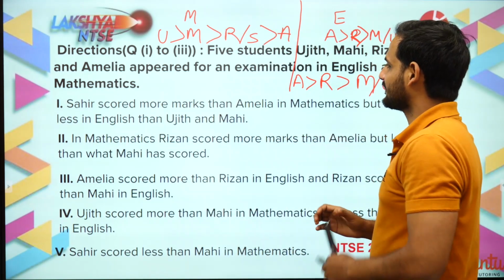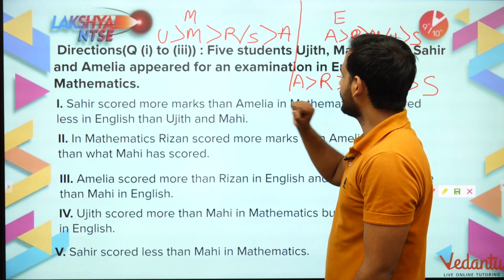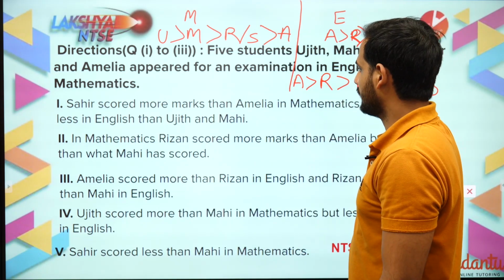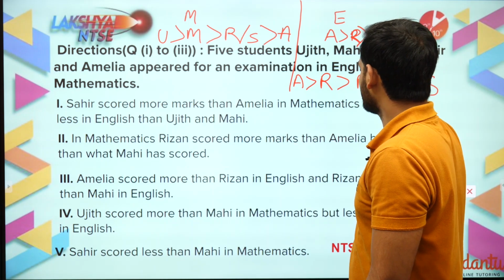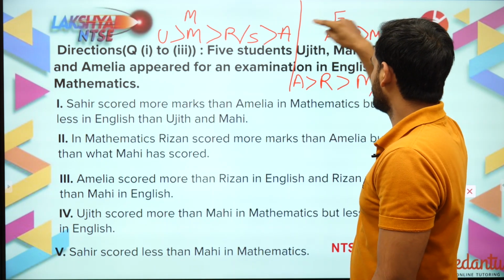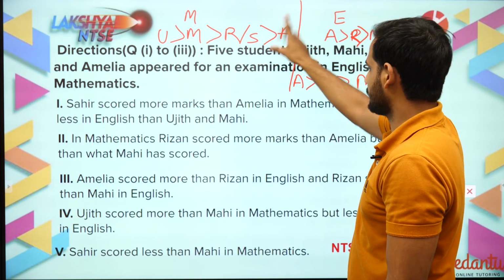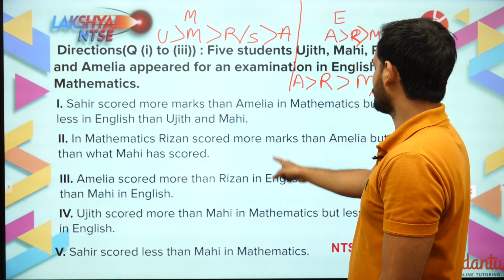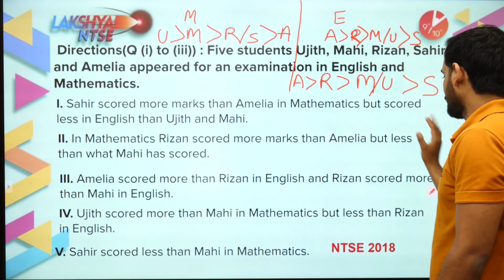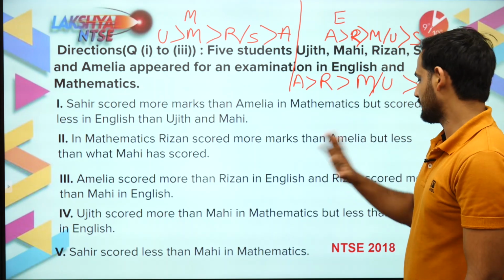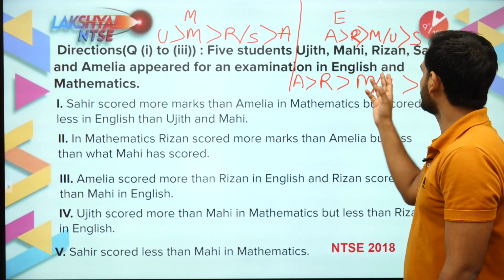Okay, so let's see. Sahir has scored more than Amelia in mathematics. Correct. In mathematics, Rizan scored more marks than Amelia, but less than what Mahi has scored. Amelia scored more than Rizan in English. Forget it, English is correct. Rizan scored more than Mahi in English. Ujit scored more than Mahi in mathematics, but less than Rizan in English.